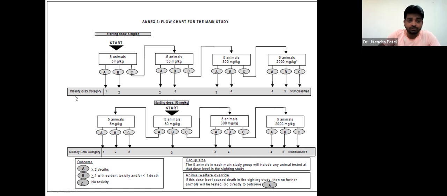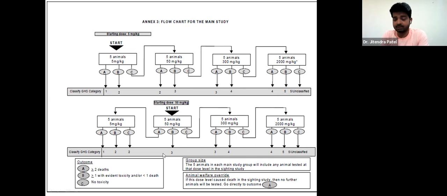So that we are going to determine. Here, if no toxicity we are observing, again we will go to the 50 mg per kg. If we get any death, we will stop there only, and further we can go back. And if no toxicity, again it will go to 300 mg and 2000 mg. The second condition, starting dose will be 50 mg per kg, and so on we will go on, right? So this is the main study.